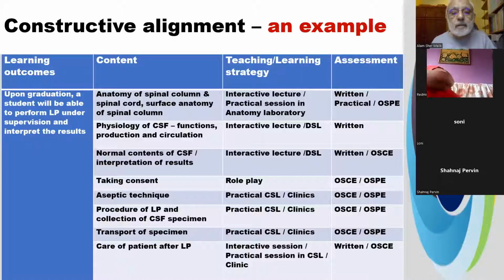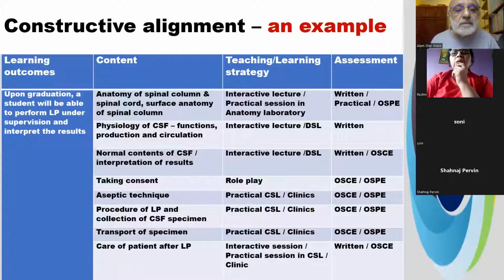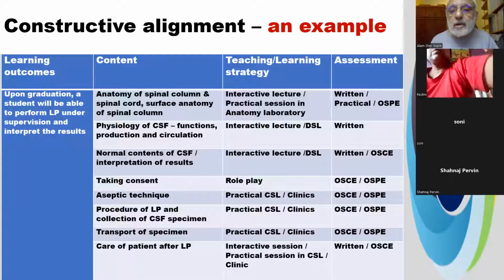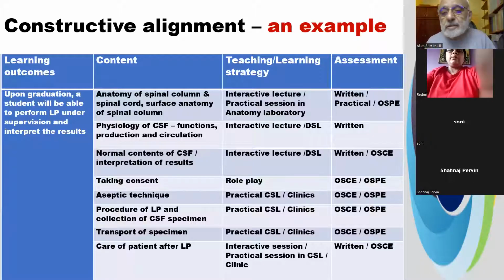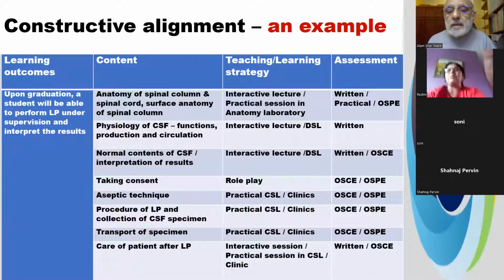Now, the important word here is the action verb "perform." If the learning outcome says that the student will be able to perform, then we have to provide opportunities for students to have hands-on practice and they should be assessed similarly. For example, taking consent can be taught through role play, whereas the anatomy of the spinal column and spinal cord can be taught through interactive lecture, practical sessions, and anatomy laboratory. And they need to be assessed similarly.